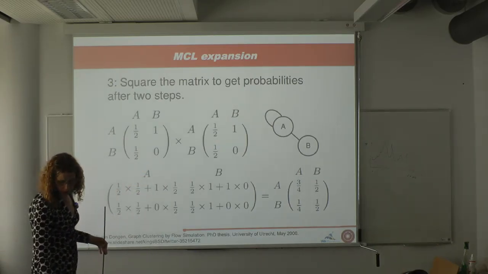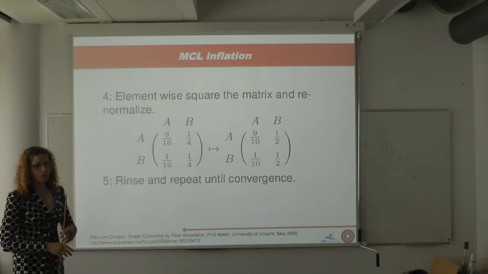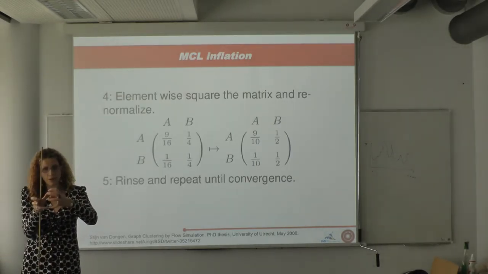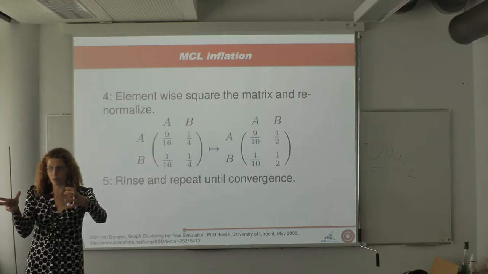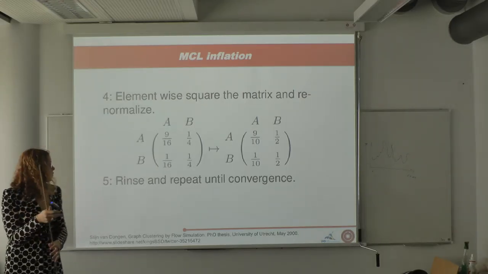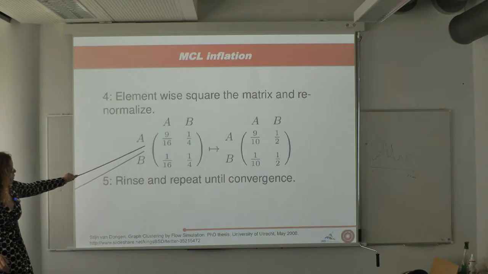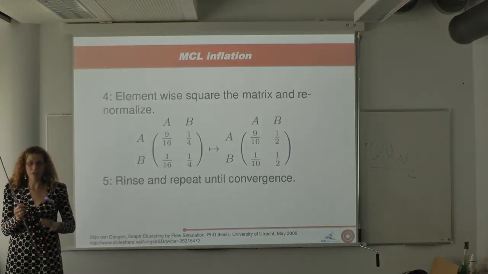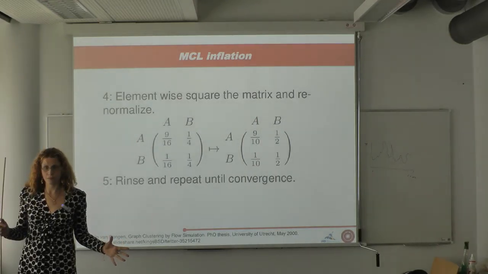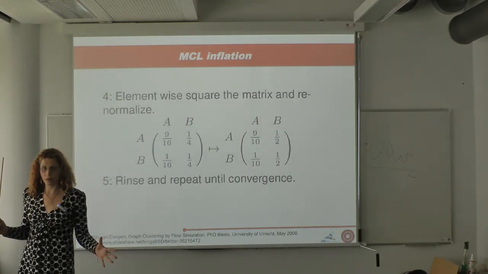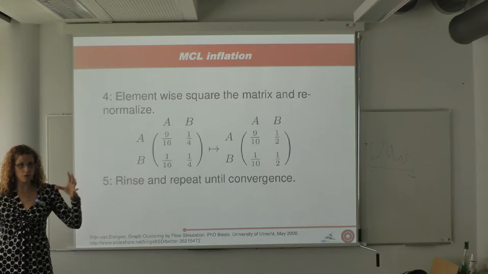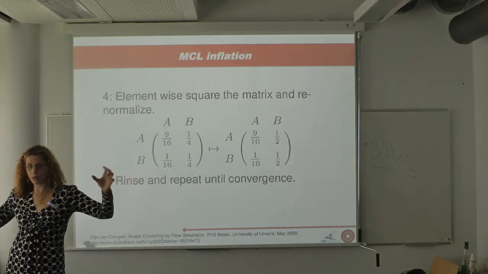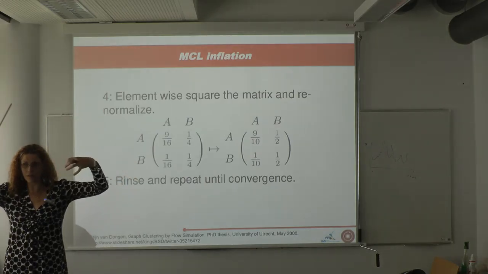And then what you want to do is inflate the weight of each of these probabilities. So you want to separate the clusters as obviously as possible, right? So what you do is you square the matrix at every element, and you renormalize. Okay? So expansion and inflation. So you expand by walking randomly, and then you inflate the distances.